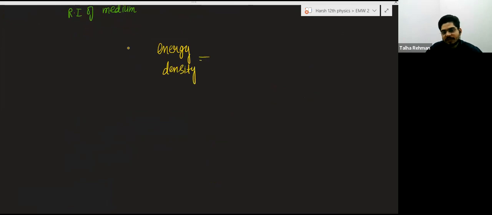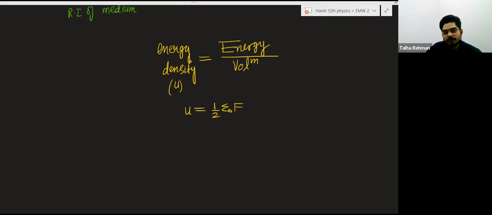Now, this is the topic that we are going to study, so I am explaining what energy density is. Energy density is basically energy contained in the unit volume, or energy per unit volume. The energy density symbol will be small u. Remember, the energy density for the capacitor is half of epsilon naught into E square. What is E? E is the electric field.